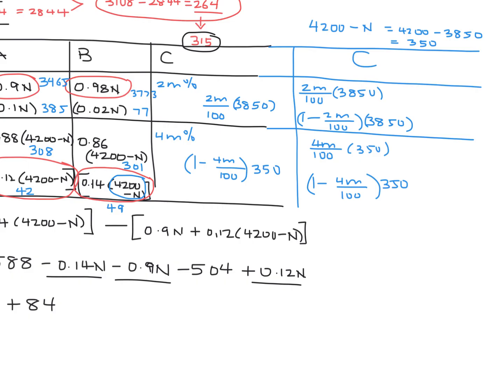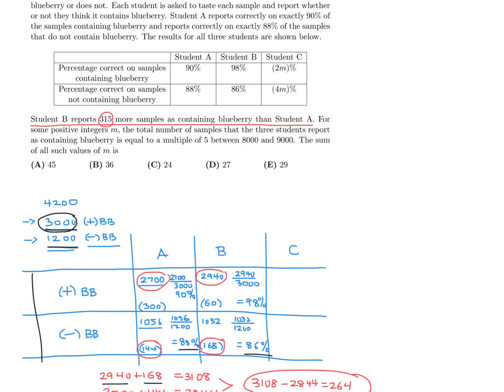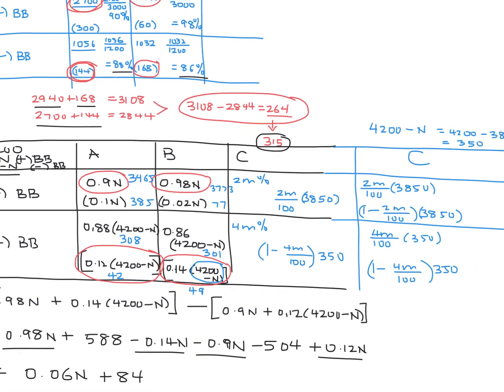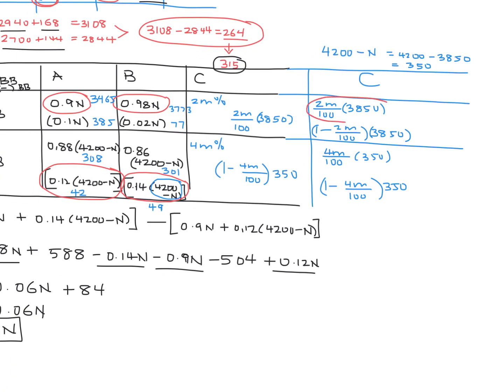how many tasted and said that it has blueberry, if you go back to the question, right? How many samples contain blueberry? Remember, we had to circle this guy and this guy. So same thing here. We have to circle this guy and this guy, because those are the ones that C would have tasted and said they contain blueberry, regardless of whether he's correct or incorrect. Okay, now we get to the final step.